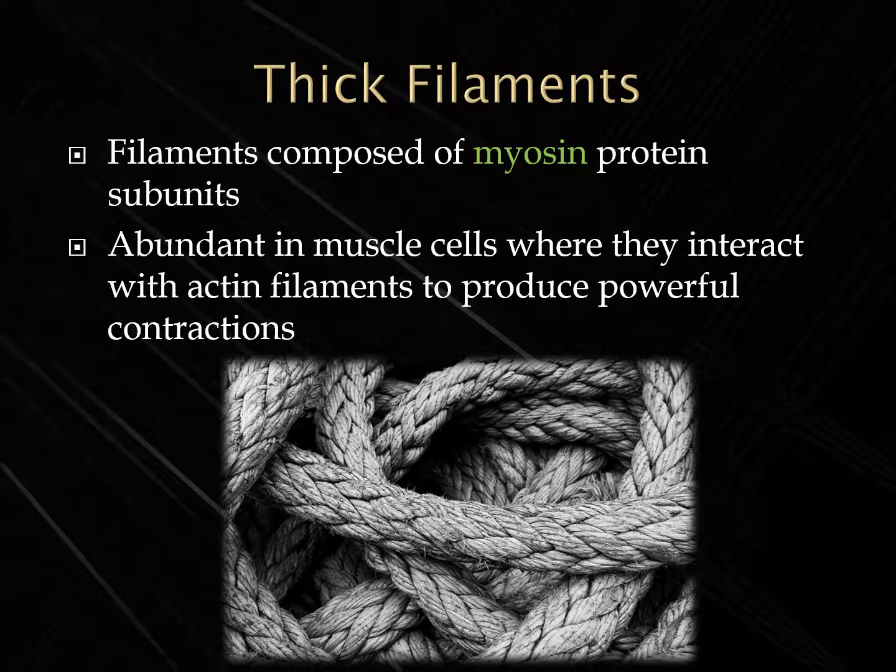Thick filaments composed of myosin protein subunits are abundant in muscle cells where they interact with actin filaments to produce powerful contractions.